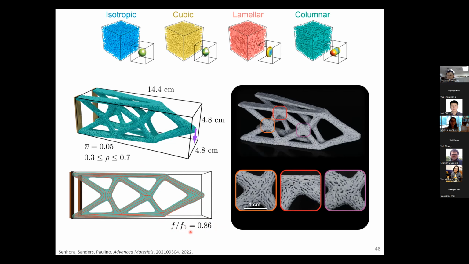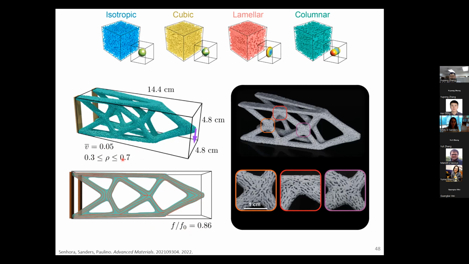And this is not trivial. We could not do that with the lattices that had a fixed density and a fixed orientation. But now, because we allow for the orientation and we allow the density to vary, we can actually do better than the solid isotropic solution. So here we're allowing the density to vary between 0.3 and 0.7.